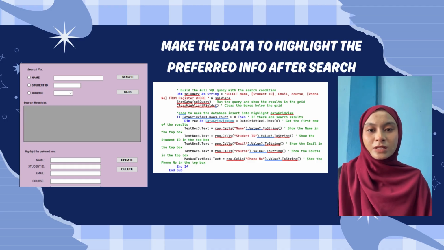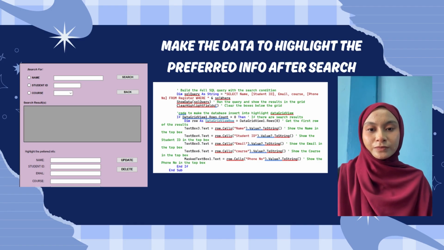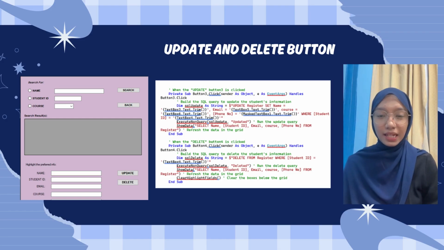Next coding is text box 3 is for names, text box 4 is for student ID and text box 5 is for email. Next, text box 6 is for course and text box 7 is for number phone. It calls by row.cells to make sure the database inserts into the correct highlight data grid view. Here we add the update and delete buttons. These buttons let the user quickly make changes or remove student records from the system.